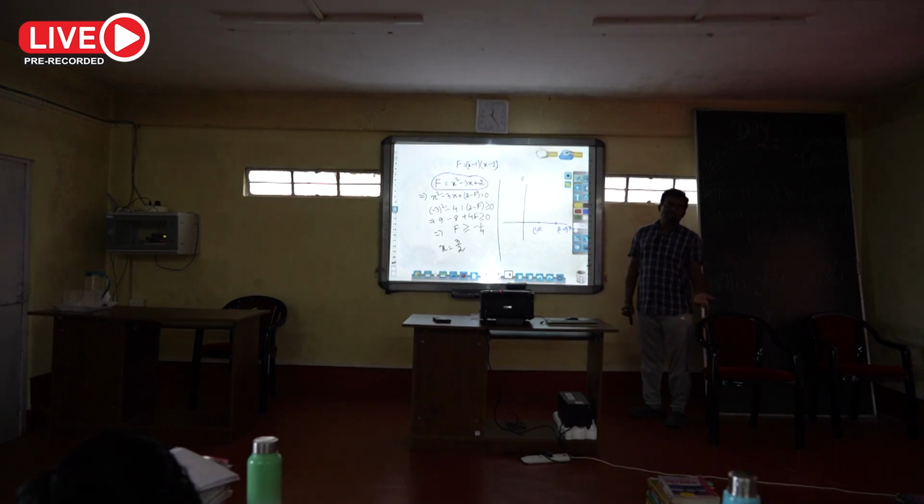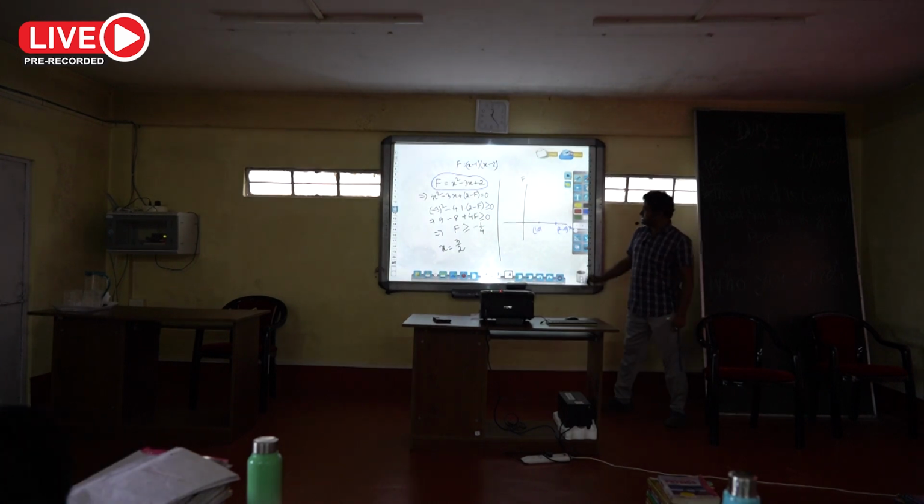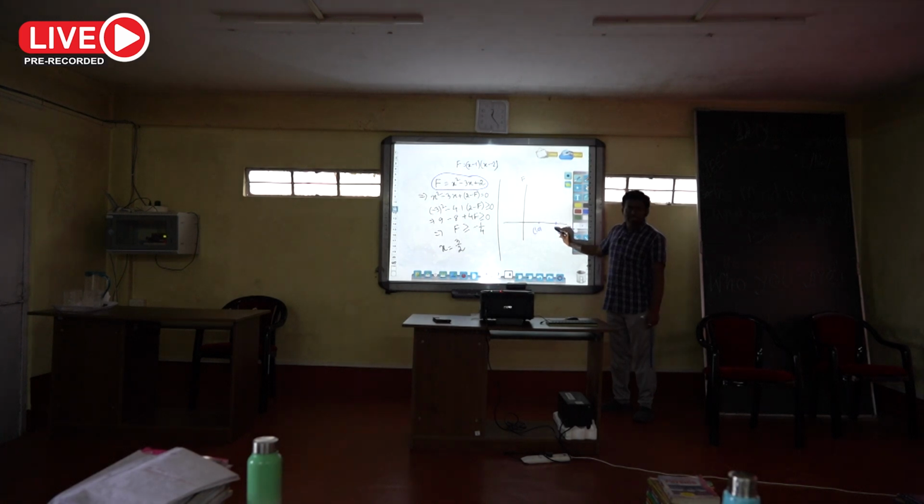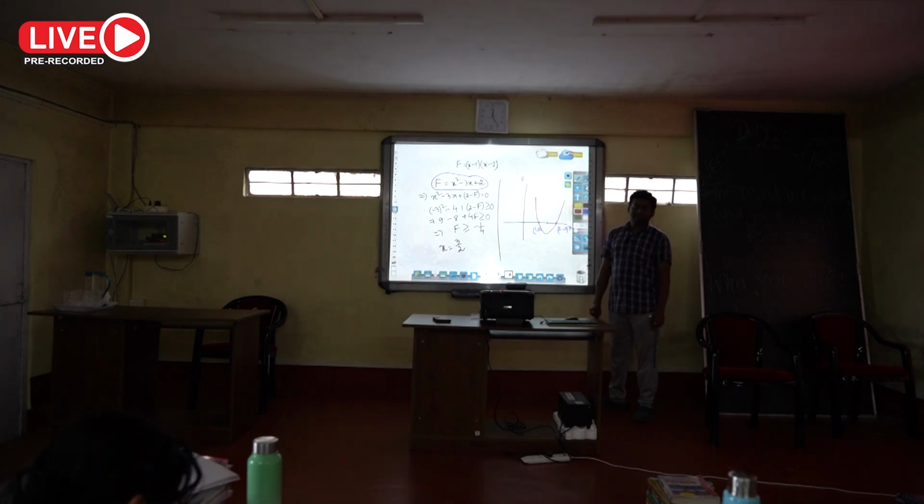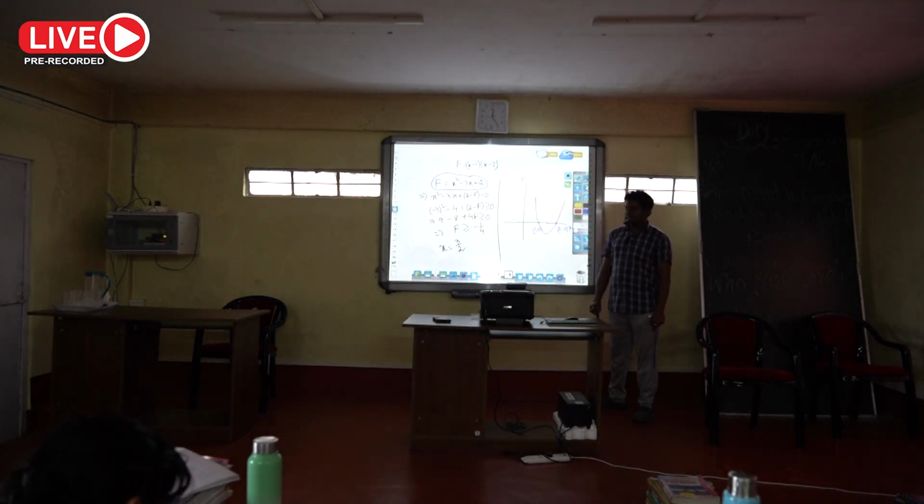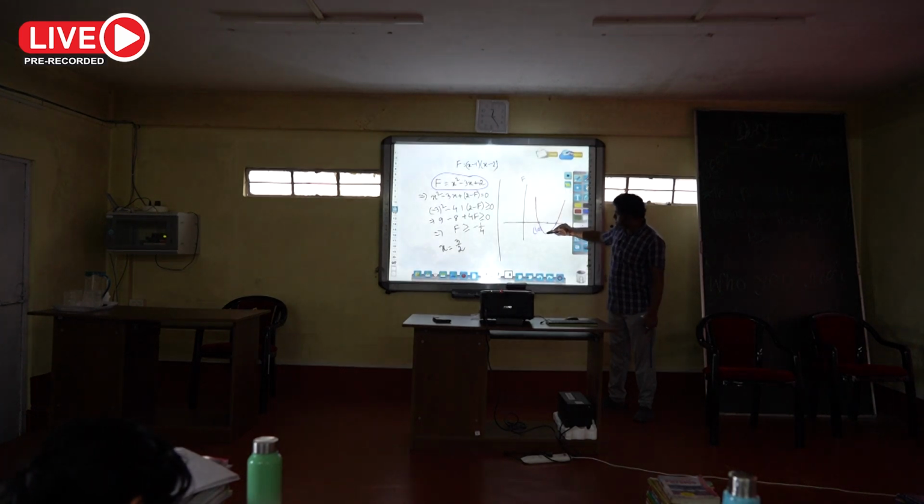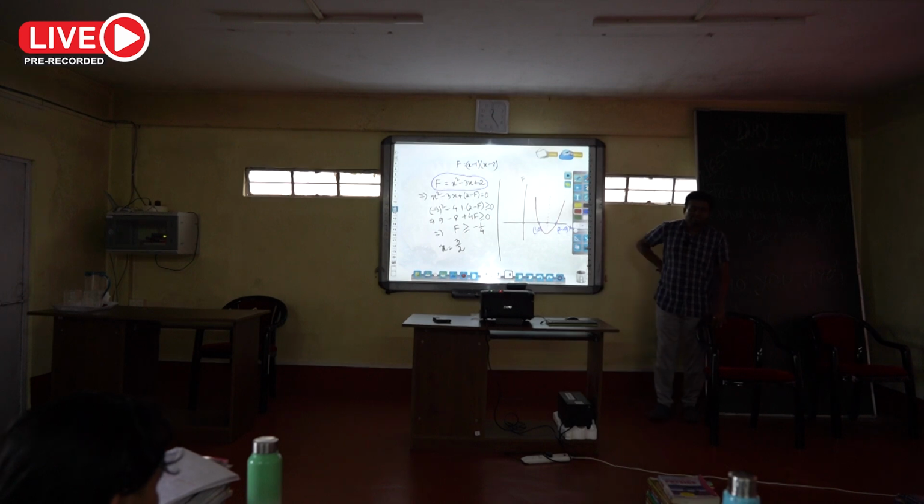Now I can draw a rough graph of the parabola. These two values, this will cut, and a parabola is always symmetric. The axis of symmetry will be at the midpoint of these two. So the graph of the parabola looks like this. It is symmetric about the midpoint. This is the axis of the parabola. Okay. So where does the minimum value lie for this parabolic graph?